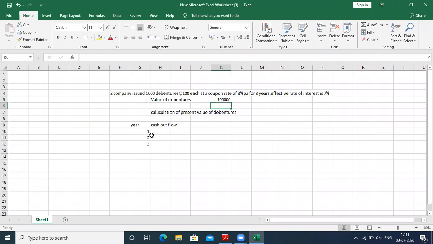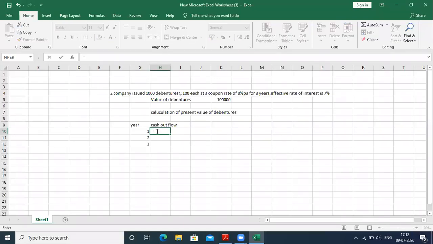Now here cash outflow means the periodical or the annual obligation of a company towards the debt. Now here the company issued debentures worth 1 lakh, and they agreed to pay a coupon rate of 8% per annum. So it means every year the company is liable to pay 8,000 rupees as an interest on that particular debentures. Now here, when we are calculating the present value of the debentures, we need to calculate the outflow.